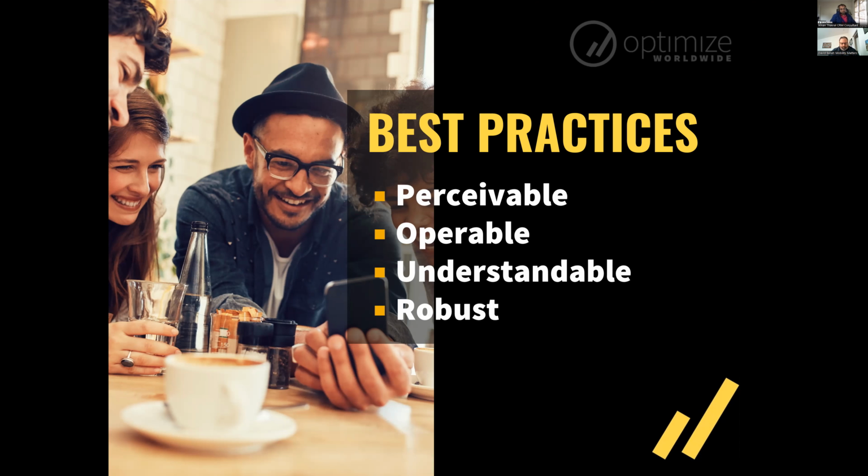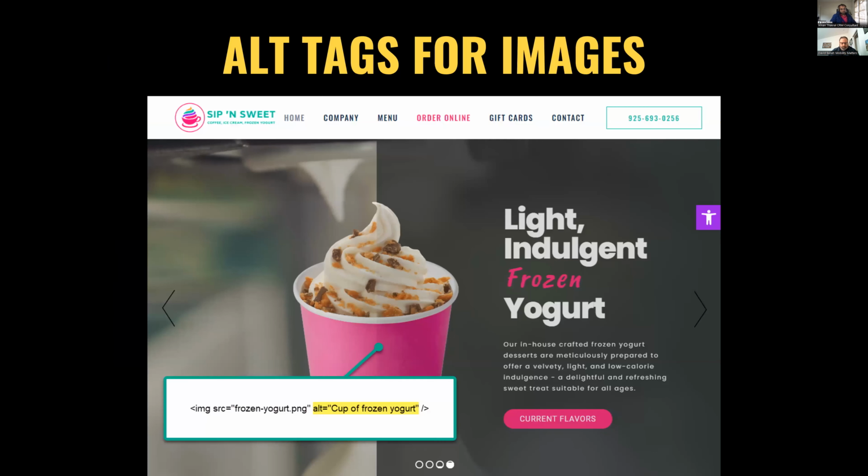And finally, robust. The content on your site should be easily interpreted and consumable by all visitors, including those using assistive technology like screen readers. Now, this can be accomplished by creating alternative text for images, also known as alt tags.